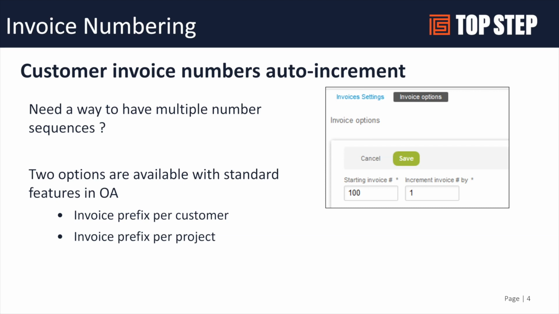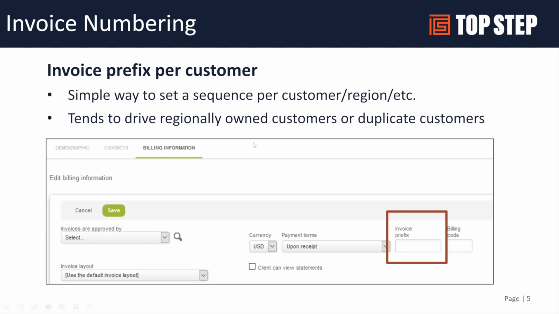One is to basically do it at the customer level. So, as you all are aware, customers really have three different attributes associated with them. There's all of the information we store in the demographic. Then there's the contacts that are associated with the customer. But there's a billing information tab as well. And there's a lot of hidden jewels of capabilities that are stored in this billing information. And one of those is the ability to add a prefix.